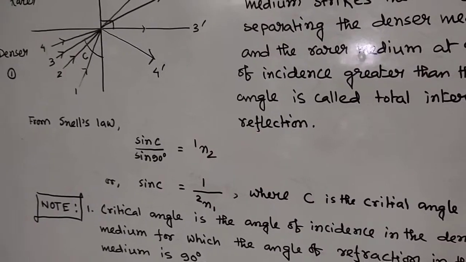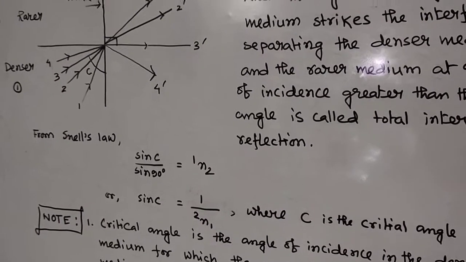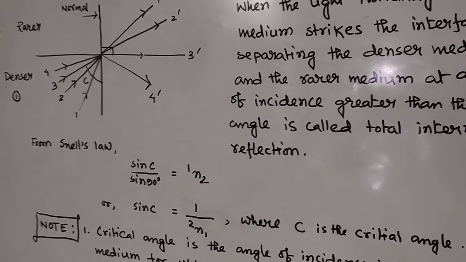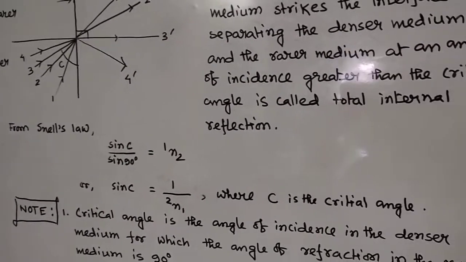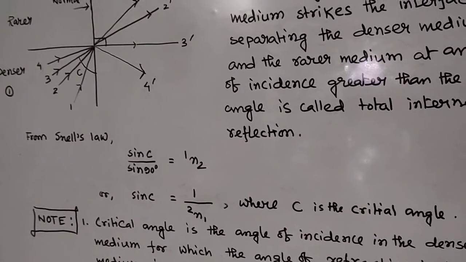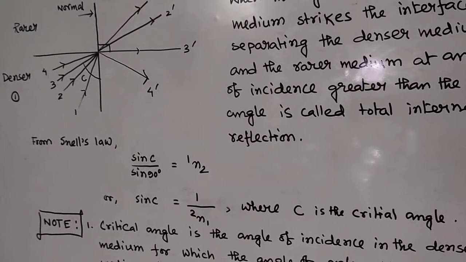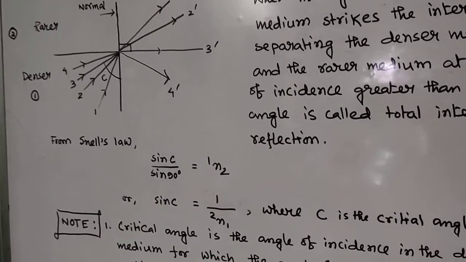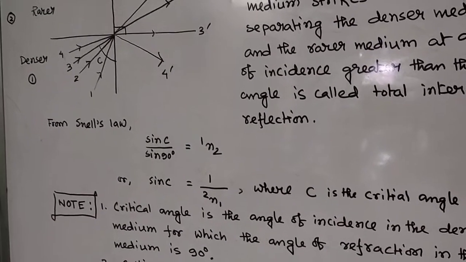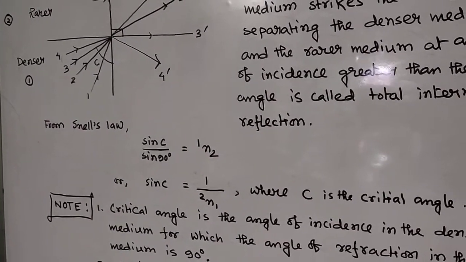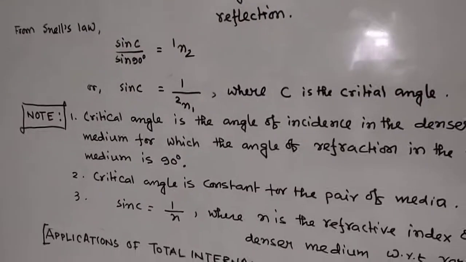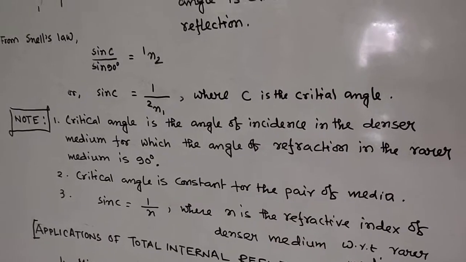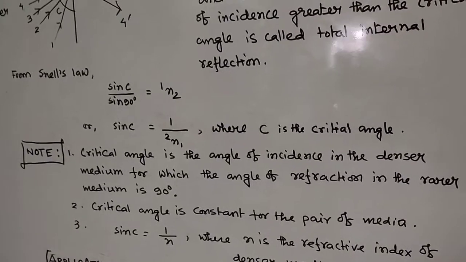It means if you change the medium, then automatically it becomes the reciprocal. Here C is the critical angle. So n12 is the refractive index of the denser medium, because it's the first medium, and the first medium is the denser medium. So in general, for the critical angle you get the formula sin C equals 1 by n, where n is the refractive index of the denser medium with respect to the rarer medium.